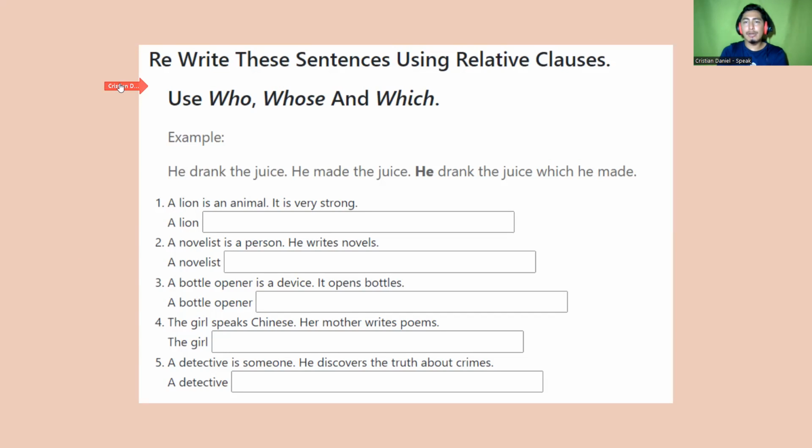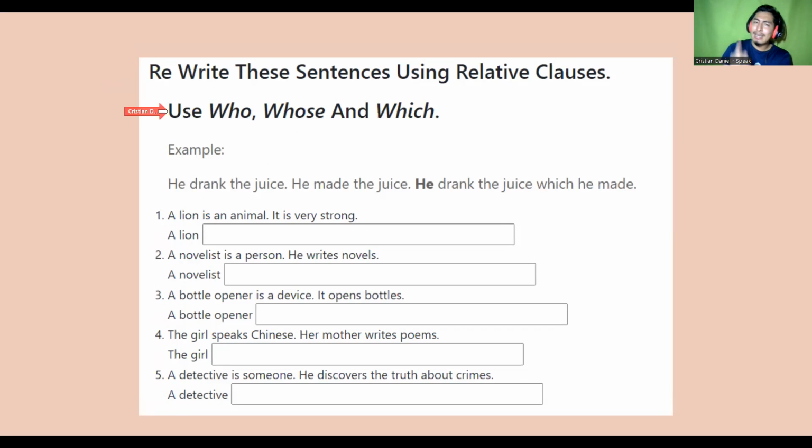Rewrite these sentences using relative clauses. In this opportunity, guys, we will use who, whose, and which. Okay, guys, remember, I didn't show you any example using whose. Remember that whose is used for possessions or belongings. For example, I am, okay, Christian, I am a teacher. My mom is a chef.